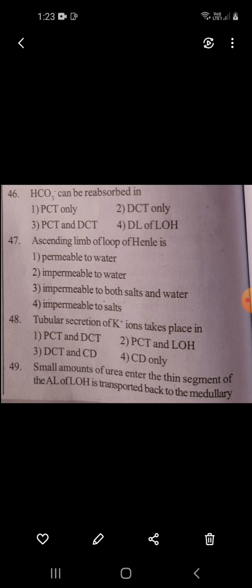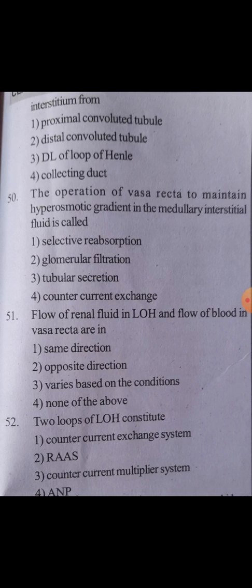Next comes the 49th question. A small amount of urea enters the thin segment of the AL of LOH and is transported back to the medullary interstitium from: 1. Proximal convoluted tubule, 2. Distal convoluted tubule, 3. DL of loop of Henle, 4. Collecting duct.